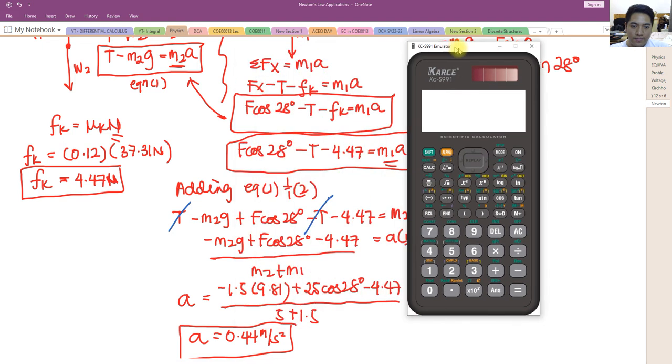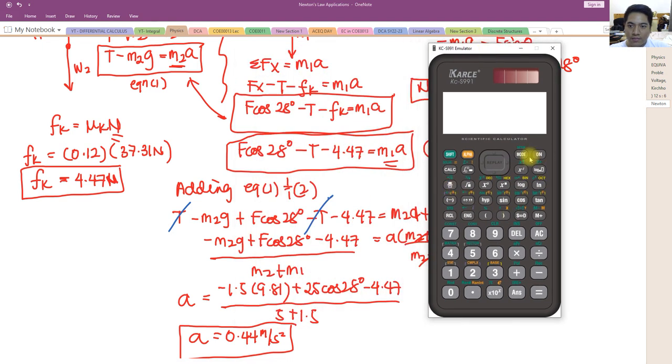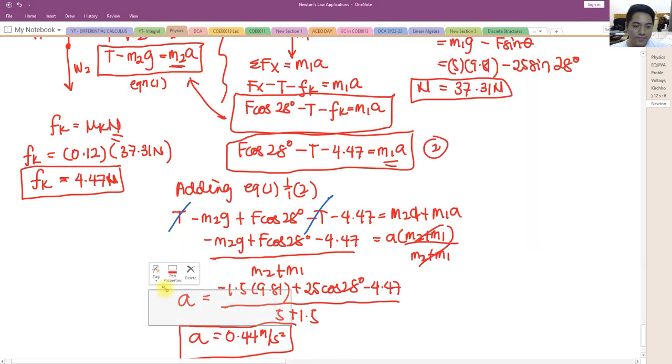So let's try. You have negative 1.5 times 9.81 plus 25 cosine 28 minus 4.47, divided by 5 plus 1.5. So you now have 0.44 meters per second squared.